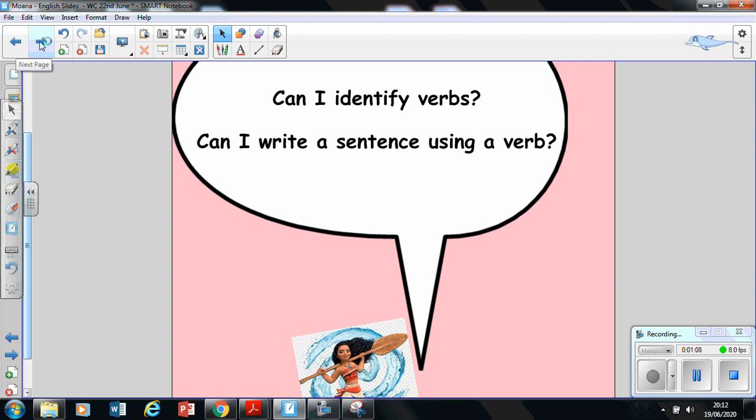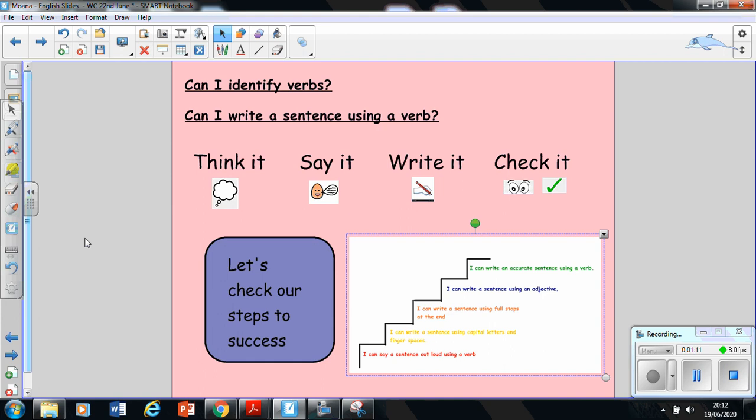So let's move on. Now, in the lesson prior to this, we talked about our special chant called the think it, say it, write it, check it chant. And we use this quite a lot in our English learning to help us write accurate sentences. Now, in order to make our sentences accurate, I have also given you a checklist of steps to success to make sure that your sentence is in line with our learning objective today about using a verb in your sentence.